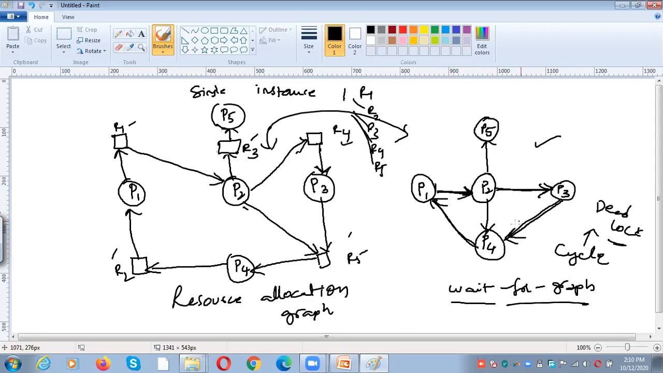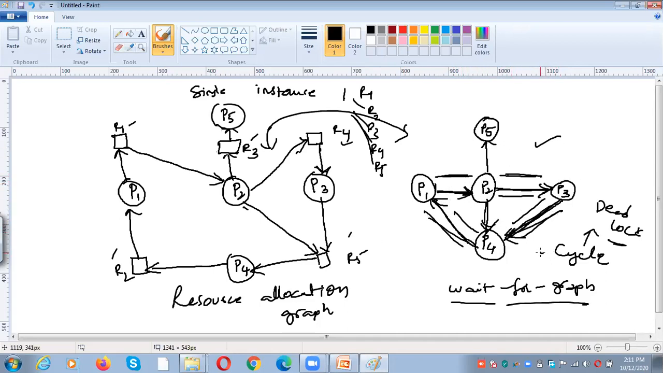There is a cycle. Again there is a cycle. Here also we have a cycle. This is not the cycle. This portion only: this one, this one, this one, and this one. This is a cycle, the outer two.